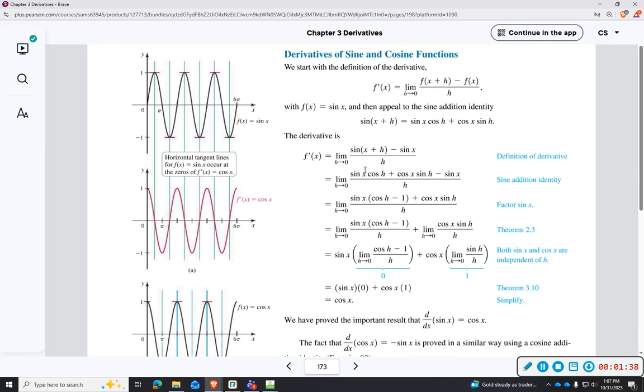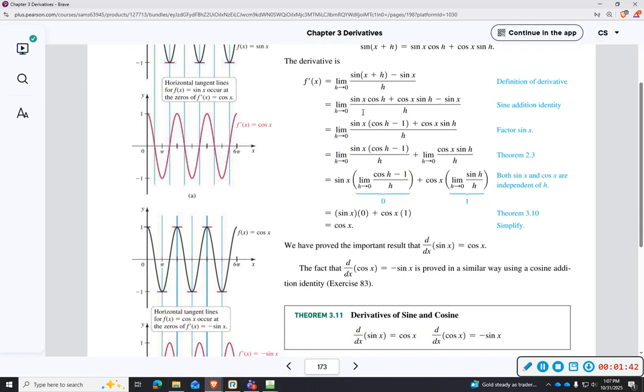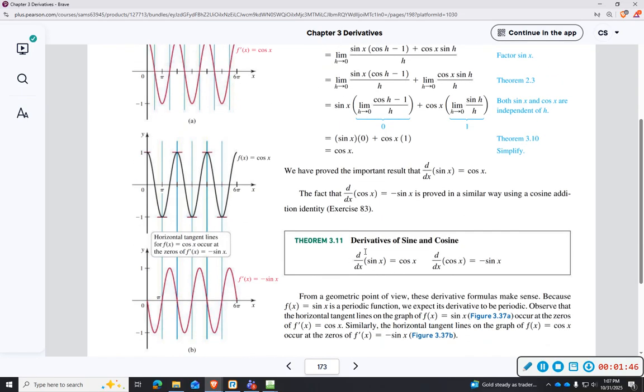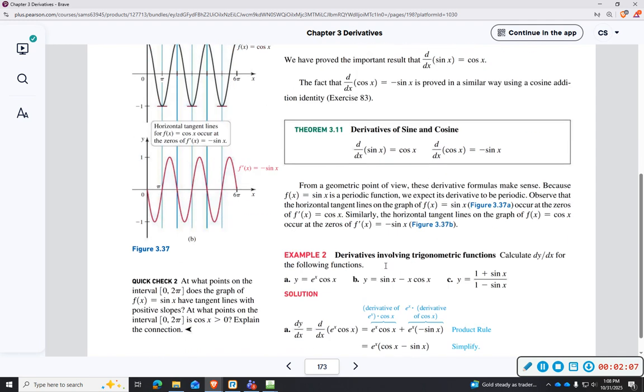Then we get to see the proof of why those derivatives are what they are, and then we get a general form, just a memorization. The derivative of sine is equal to cosine. The derivative of cosine is negative sine. So when you take the derivative of cosine, the sign changes. The sign remains the same when you take the derivative of sine.